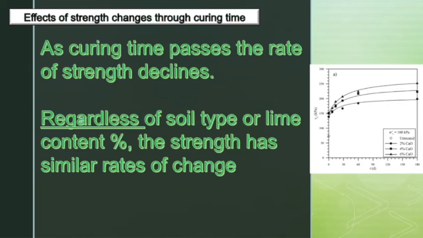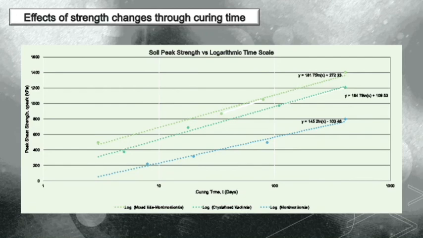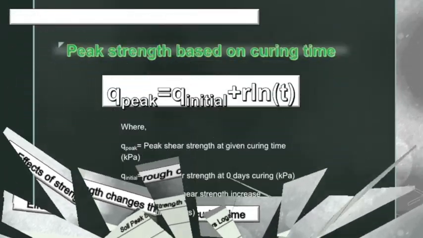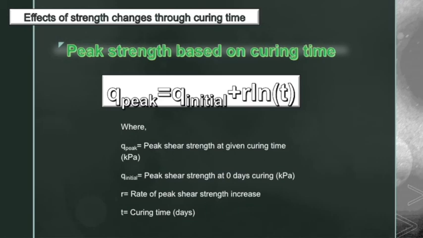When plotted against a logarithmic timescale, a linear equation can be produced to predict the peak strength of the soil at any given curing time. These equations shown can then be simplified to a generic equation for all soil types and lime contents, and is a function of the soil's initial strength, rate of increase, and the curing period. This equation is limited to use below 500 days curing time, as after this period the soil will not continue to gain strength at the same rate and begins to plateau, which causes this equation to become ineffective for predicting soil strength.